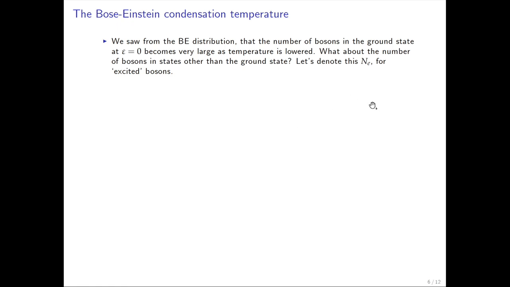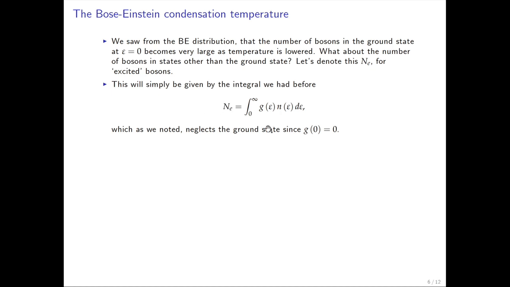Well, what about the number of bosons in other states, in states other than the ground state? Let's denote this N sub E for excited bosons. What about the number that's not in the ground state? Well, this will just be given by the integral that we wrote down before. We'll just call it N sub E here, but it's exactly the same integral, because this neglects the number sitting down there at 0 energy, since the density of states is 0 at 0. So we can calculate the number in the excited states in the usual way by doing this integral.